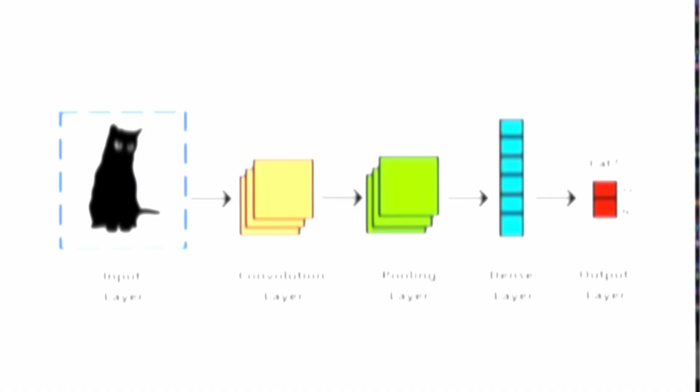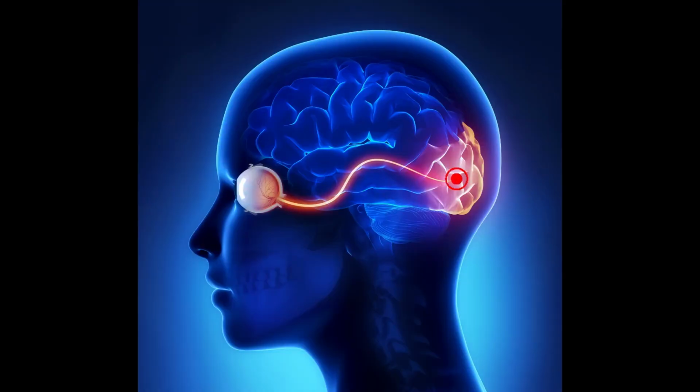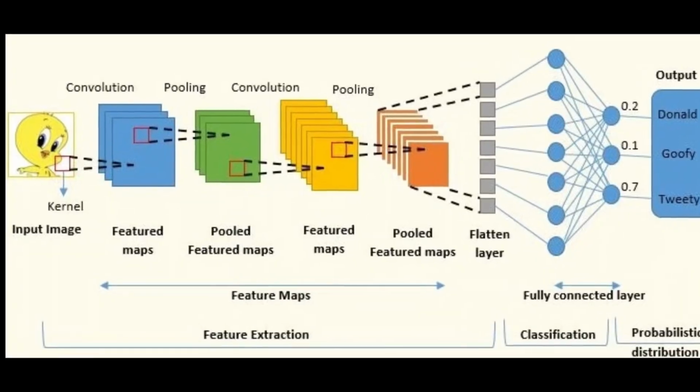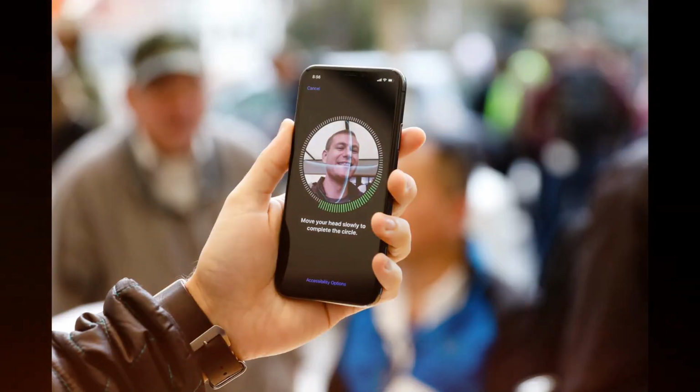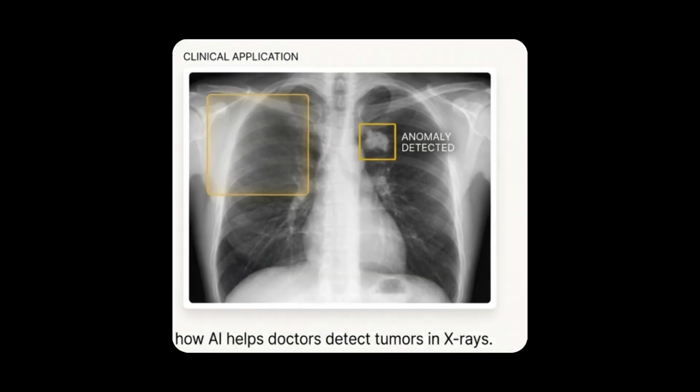Convolutional neural networks are specialized for images. They're inspired by how our visual cortex works, scanning images in small patches rather than looking at everything at once. This is why your phone can recognize faces in photos, or why doctors use AI to detect tumors in X-rays.